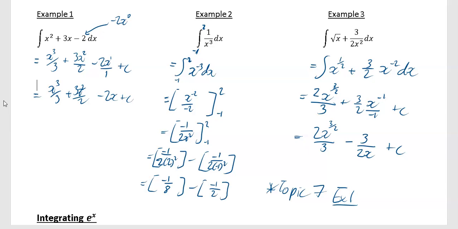So that's what you've got. It's going to be minus 1/8 plus 1/2. I haven't got my calculator, so I'm going to have to just work that out. That's going to be half, which is 4/8, minus 1/8, which is just going to be 3 over 8. But of course, at this stage, you could just put that into your calculator, minus 1/8 plus 1/2, and you would get 3/8, and that's it. Okay, you're now ready to do topic 7, exercise 1.